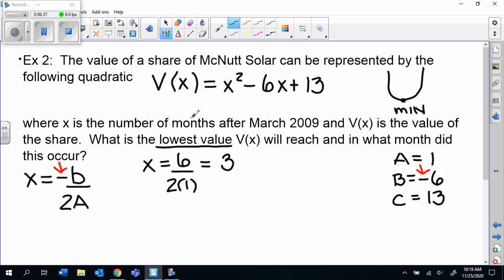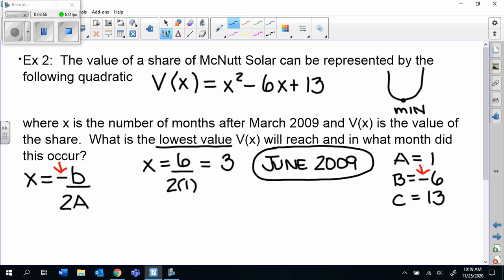X is the number of months after March of 2009. So we have April, May, and June. So this represents June of 2009. That is the practical answer, not just 3, but what month did this occur? It would have happened in June. But 3 is the number I'm going to plug in because that's what X is representing.